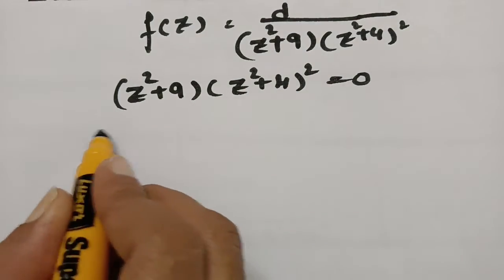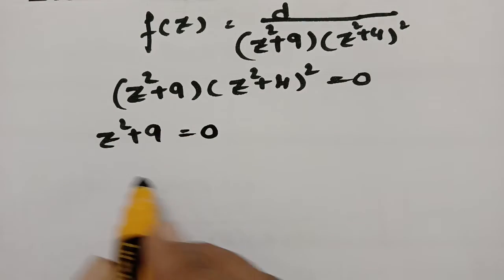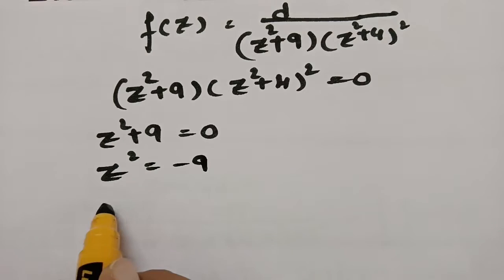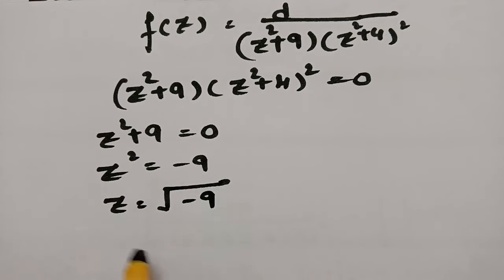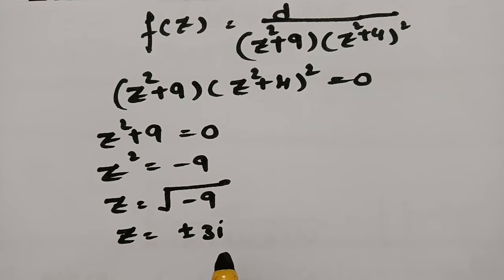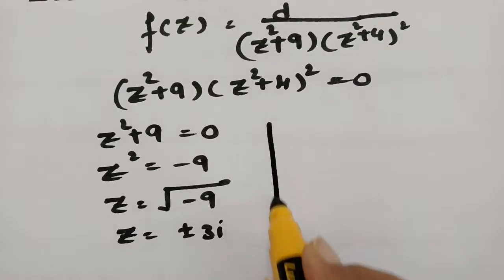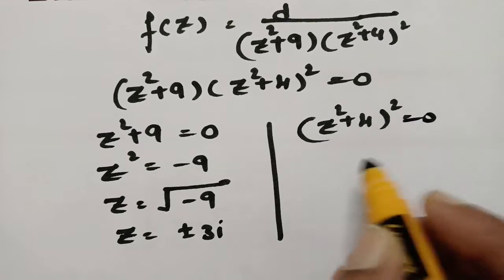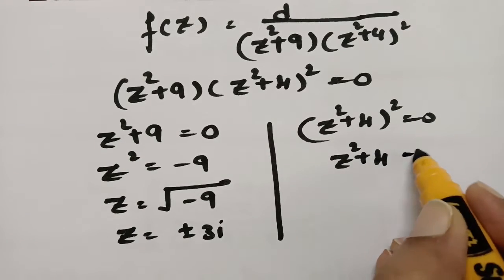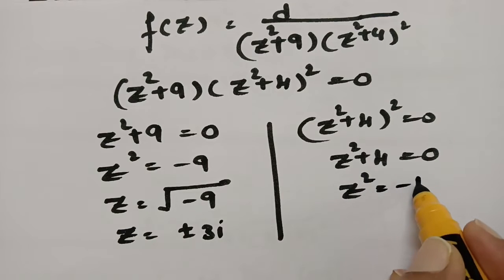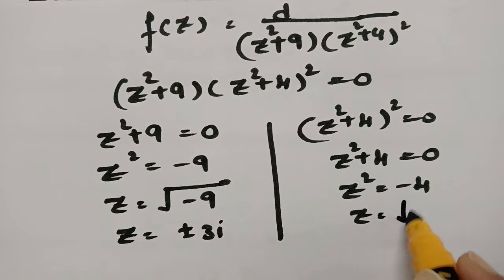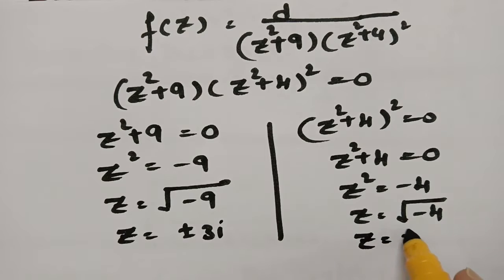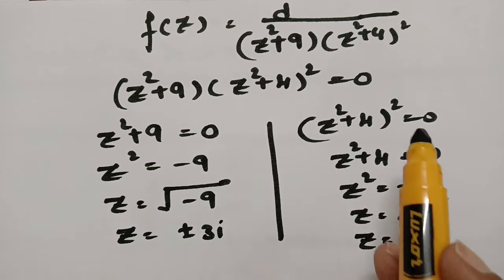First, if I equate z squared plus 9 to 0, then z squared is equal to minus 9 and z is equal to root over minus 9, that is plus or minus 3i. So we got two simple poles, minus 3i and plus 3i. Next, if I equate (z squared plus 4) whole square to 0, then z squared plus 4 is equal to 0, so z squared is equal to minus 4 and z is equal to plus or minus 2i. There are two poles here, minus 2i and plus 2i, which are of order 2.